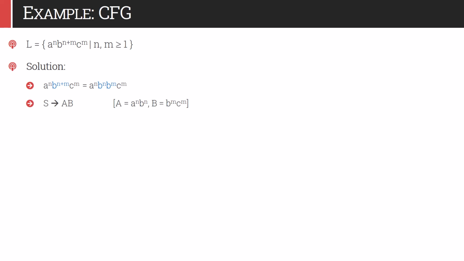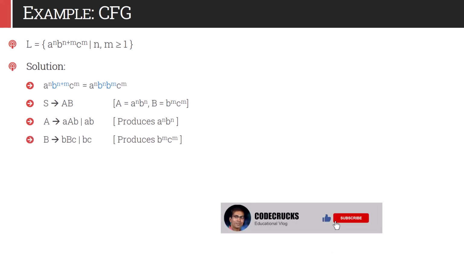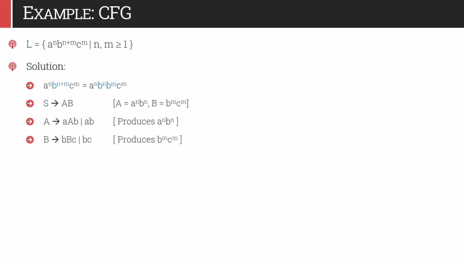So we can break down this language into two variables. S gives AB. Using A, we will derive the string a power n, b power n, and using B, we will derive the string b power m, c power m. So how can we do that? We have already discussed that capital A gives a, capital A, b. So using recursion, we can derive the a power n, b power n language using capital A. And whenever we want to stop, we will replace it by small ab. And similarly, for capital B, we can write down the production. B gives b, capital B, c, and to terminate, we will replace it by bc. So this ensures that we will have a string of the form b power m, c power m.